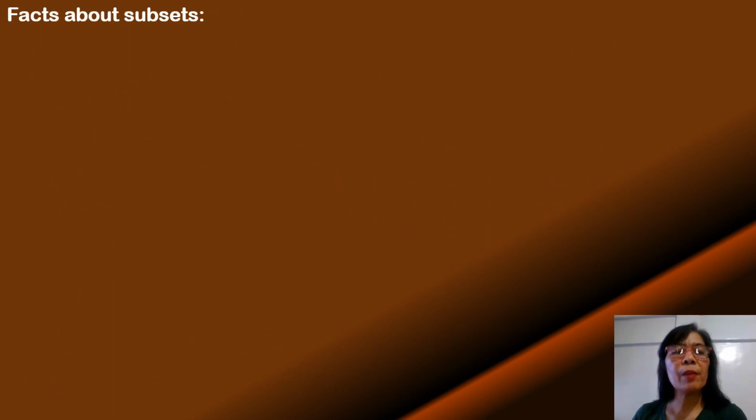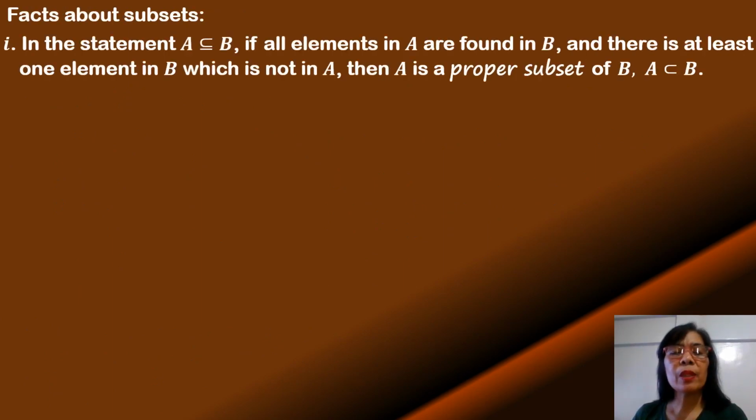Okay, there are facts about subsets. In the statement A is a subset of B, if all elements in A are found in B and there is at least one element in B which is not in A, then A is a proper subset of B. And we use this symbol. A is a proper subset of B.